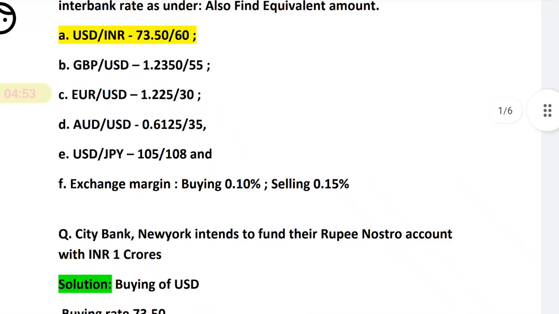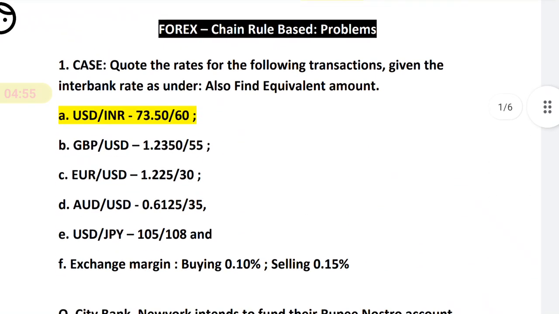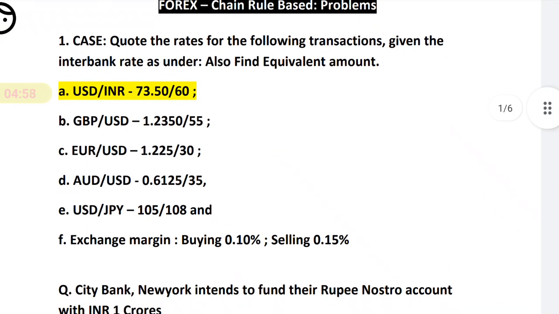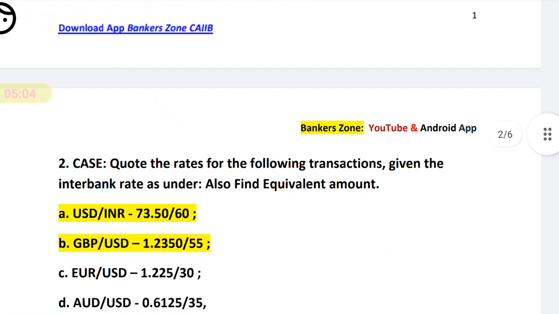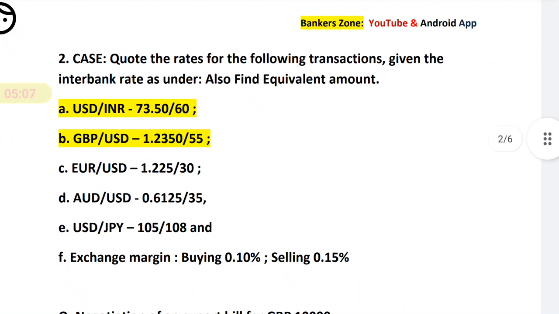This first example is very basic, just to give an idea about forex and how to identify purchase and sale transactions. Now we will move to the next question, which is actually based on your chain rule.